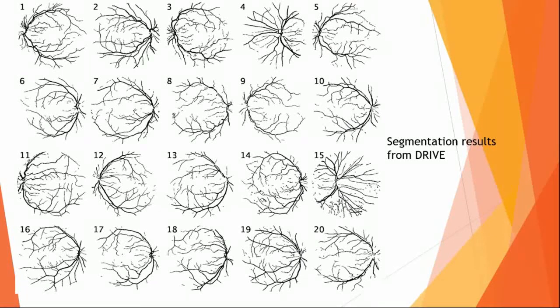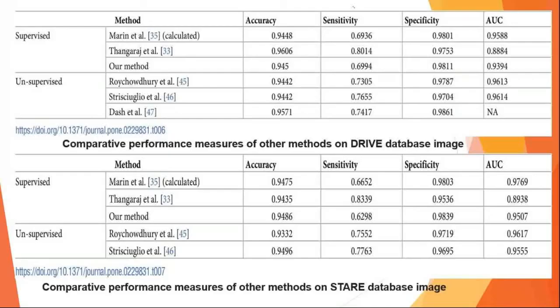You can see here, all the 20 different images from the DRIVE data set. We also did it for the STARE data set as well, and we compared to this. So this is the paper you can check out. This is a very good paper, Marin et al., the transaction paper, you can look at that. So ours was slightly better than that paper, and ours are more generalized. Okay, very slightly better than their paper.